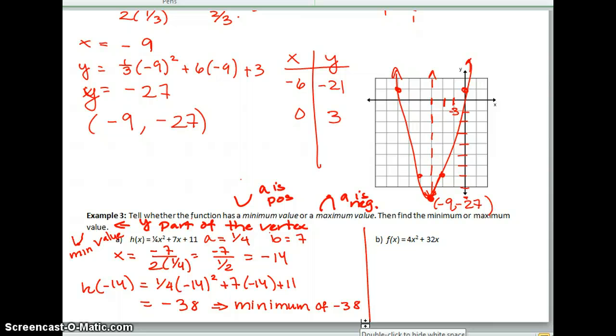Okay, what I'd like for you to do is part B. So go ahead and press pause right now and work that one out. Decide if it's a minimum or maximum, and then determine what that value is. Really, I do want you to press pause.